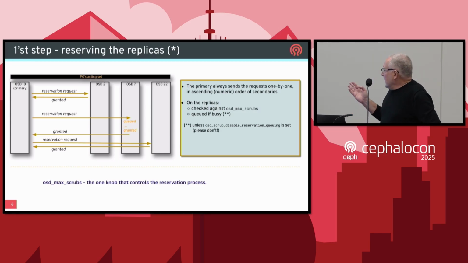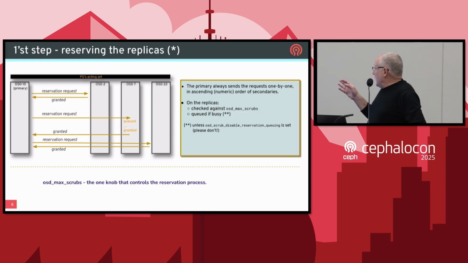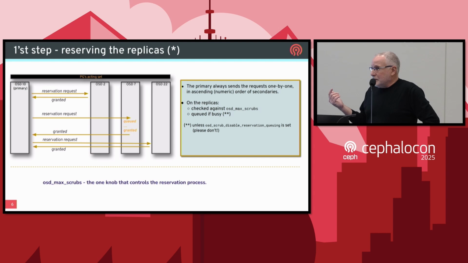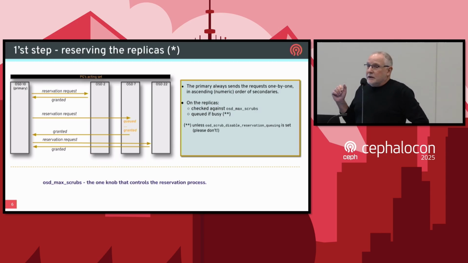So we are starting, and that's something that started in SQUID. We are sending the request one by one to the OSDs by ascending numerical order of the active set. And there is only one answer that we accept, which is granted, but that granting might take time. Okay? It might be queued. In this scenario, OSD7 is queuing the request.